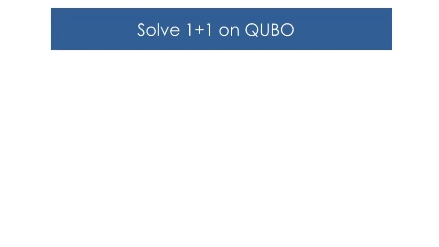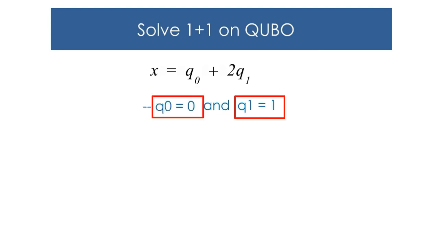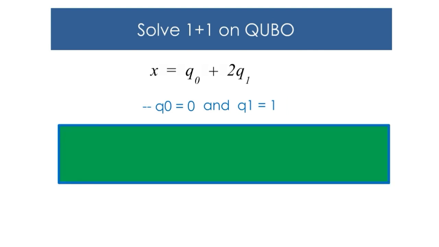Lastly, let us solve 1 plus 1 on QUBO. We can write the decimal number using 2 qubits binary value in equation 4 that we have learned in the beginning of this video. From the two solutions, we got that the first qubit is 0 and the second qubit is 1. Then, by putting the values of 2 qubits in the equation given above, we will get the decimal number 2 by solving 1 plus 1 using QUBO.